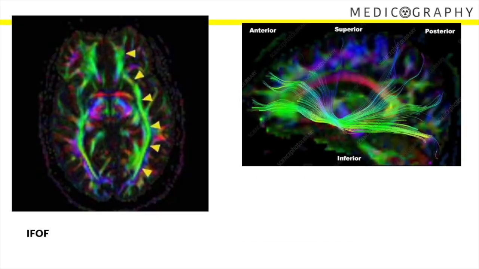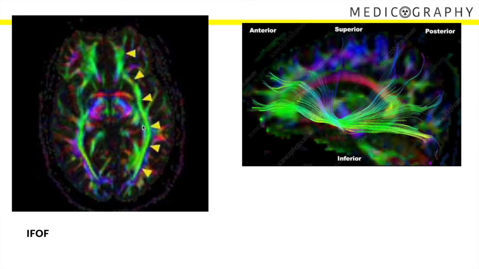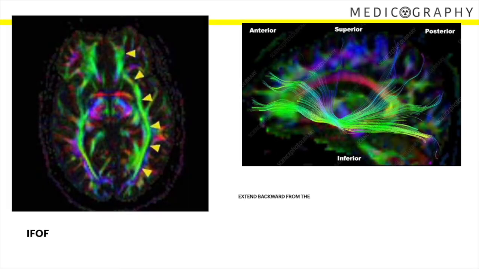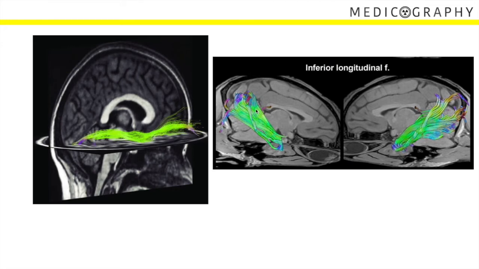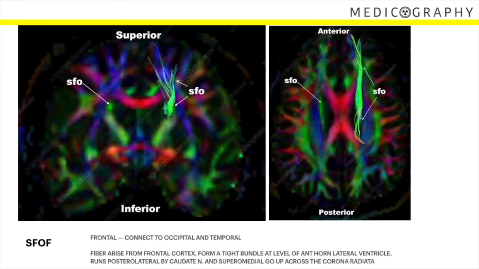Here is the inferior fronto-occipital fasciculus. It extends back from the frontal lobe, radiating into the temporal and occipital lobes. We have to know it because it plays roles in Alzheimer's disease, schizophrenia, depression, and epilepsy. Here is an example of the inferior longitudinal fasciculus. The superior fronto-occipital fasciculus connects frontal to occipital and temporal.